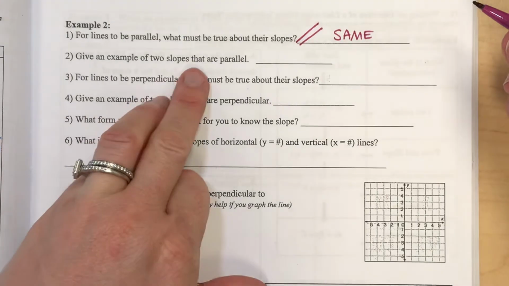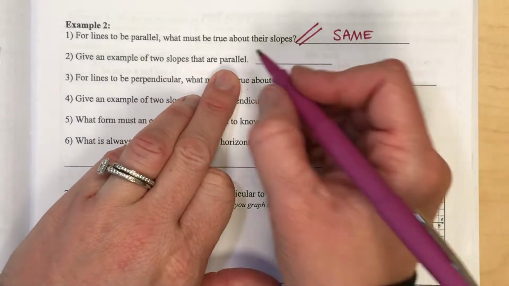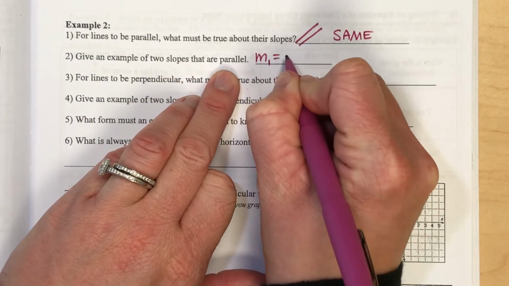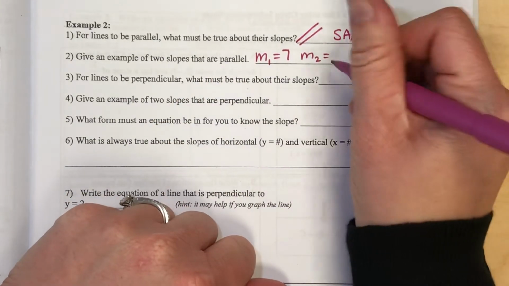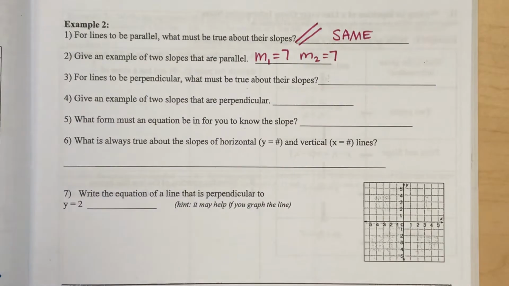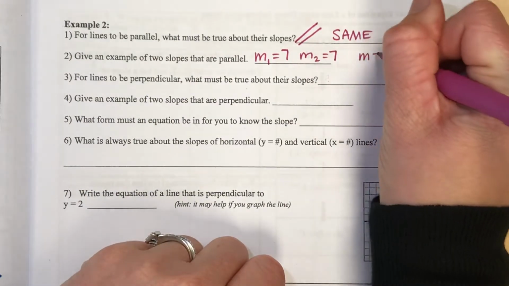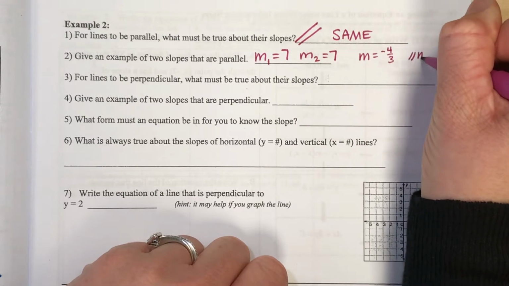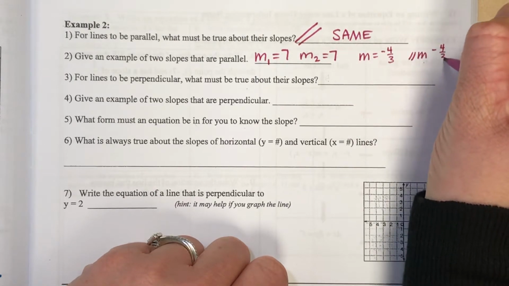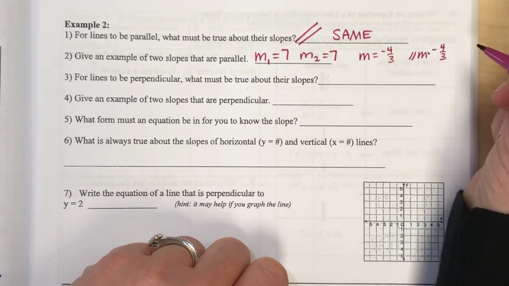For me to give 2 examples of slopes that are parallel, I just need to make sure that my slopes are identical. So if I have a given slope of 7, my parallel slope would also be 7. If I had a given slope of -4/3, my parallel slope would be -4/3 as well. They have to be identical.